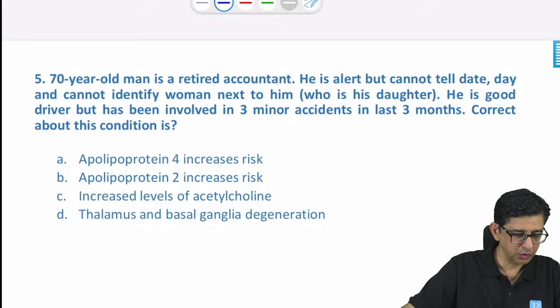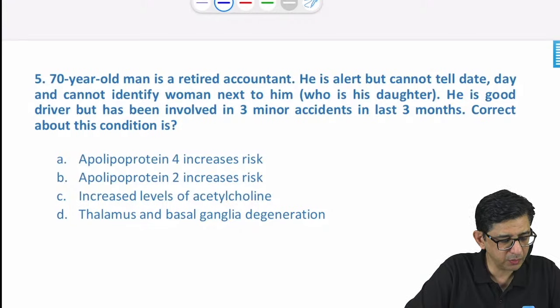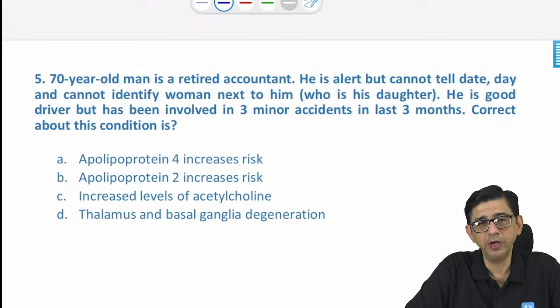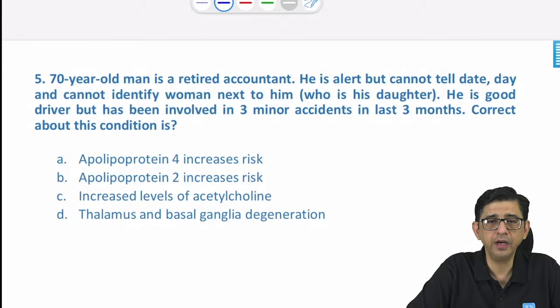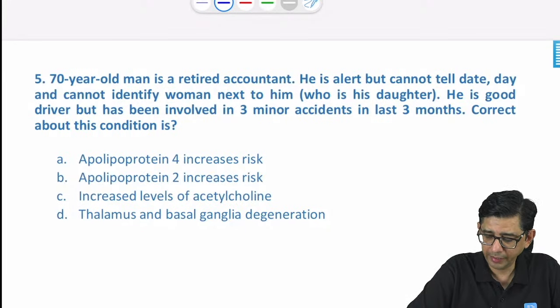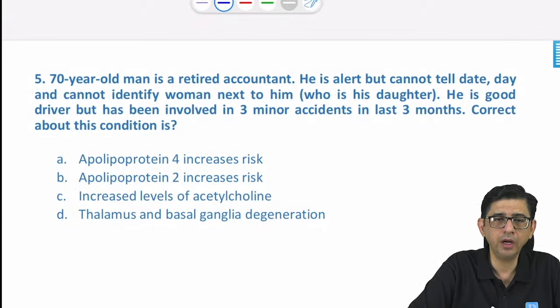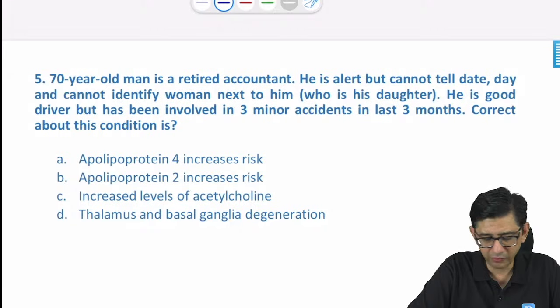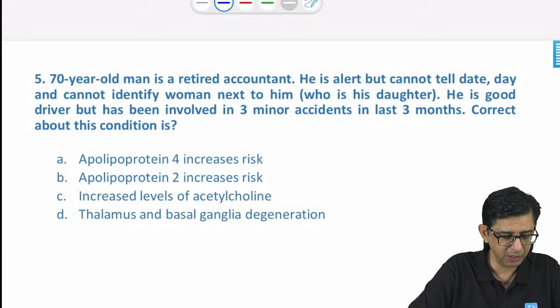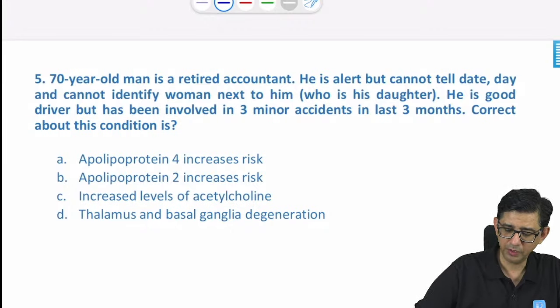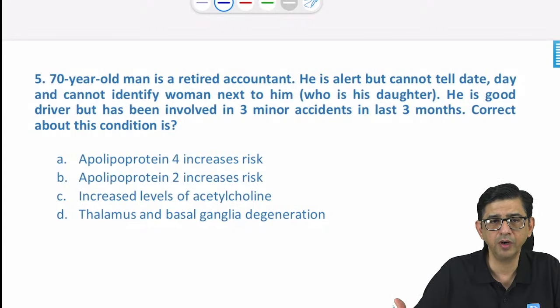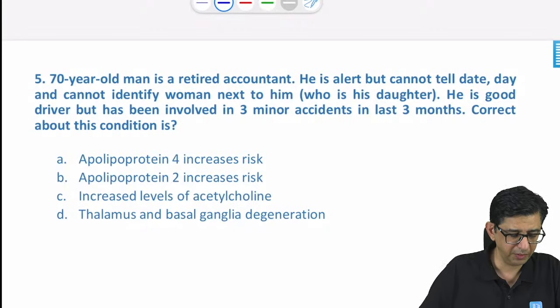Okay, guys. So, let's look at the next one. A 70-year-old man is a retired accountant and he is alert, but he cannot tell the date or day, and cannot identify the woman next to him. It's his daughter. He is good at driving, but he has had a few minor accidents in the last couple of months. Which one of the following is correct about this condition?